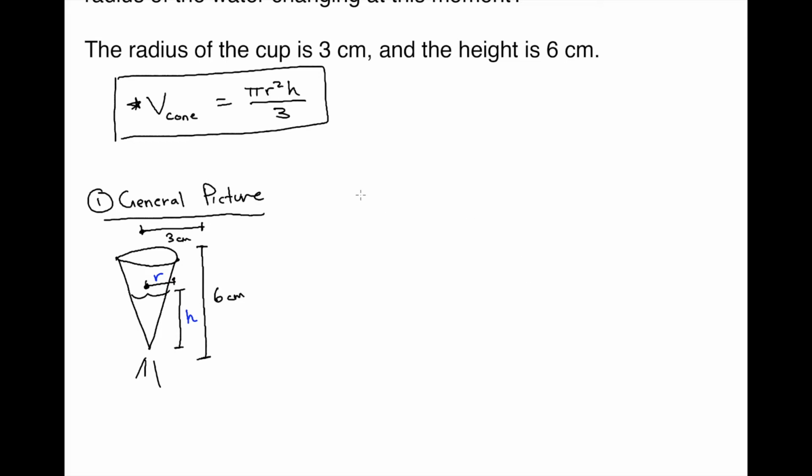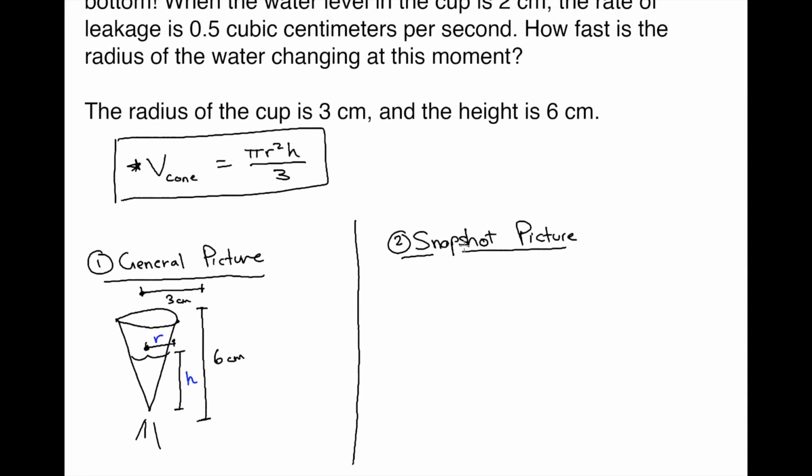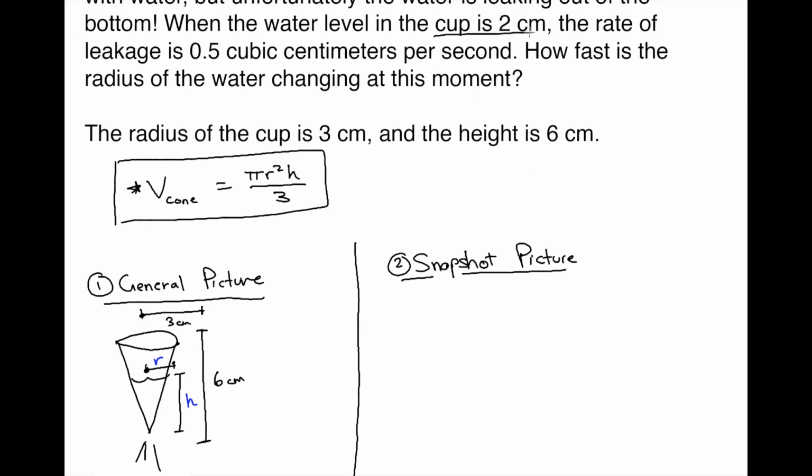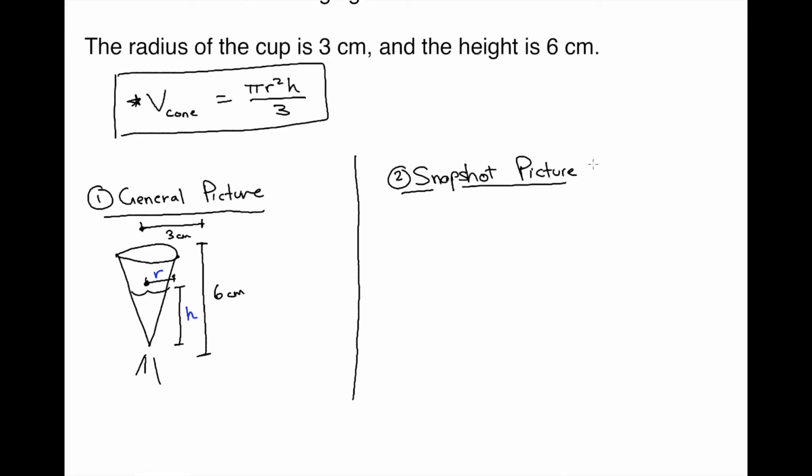Next, I can draw my snapshot picture. The snapshot picture is so helpful because it provides us a lot of information at one specific point of time. In this case, we're interested in when the water level is 2 centimeters, so this is when h is equal to 2 centimeters. This gives me the specific information that I need to answer the question properly. So we can go ahead and sketch in our snapshot picture now.